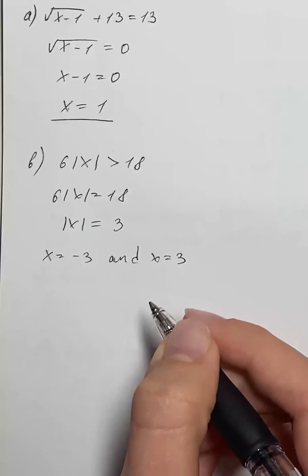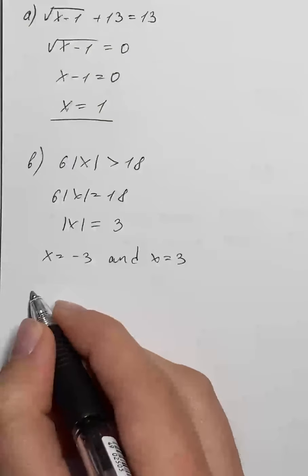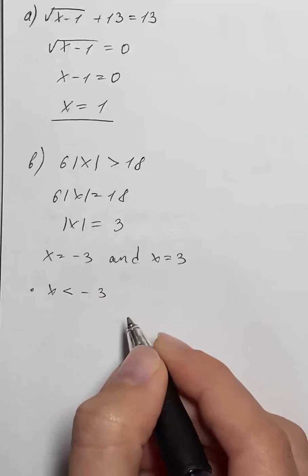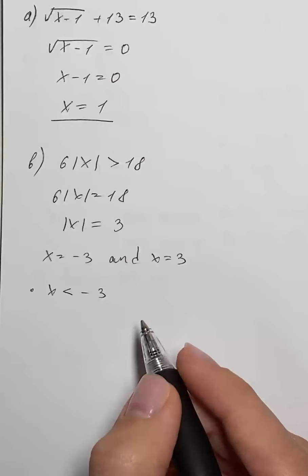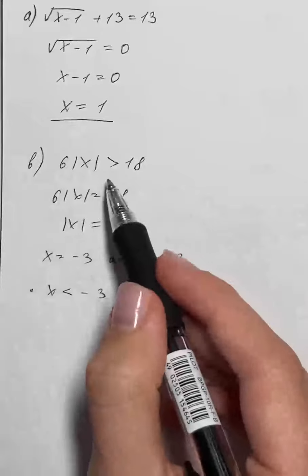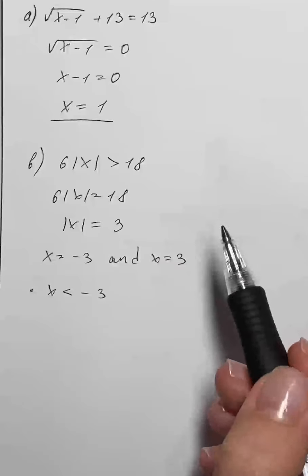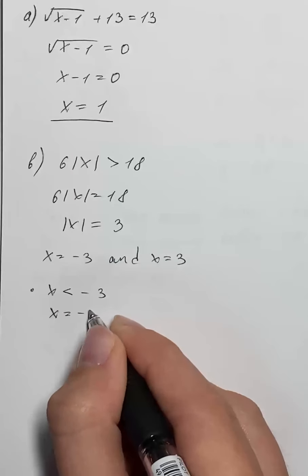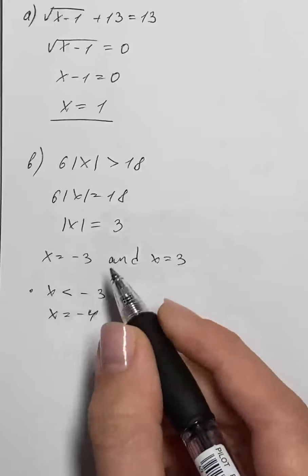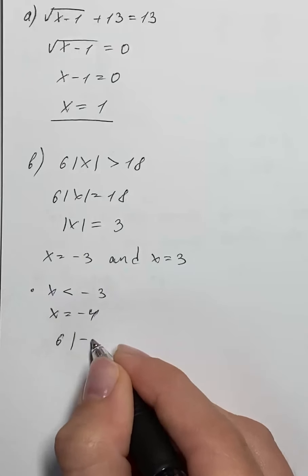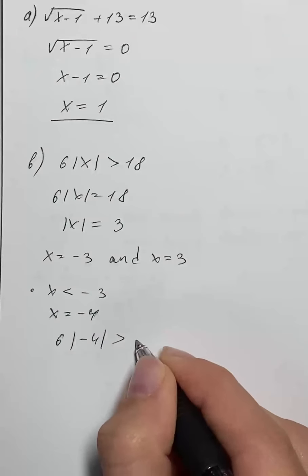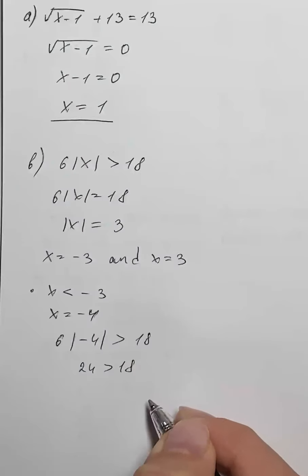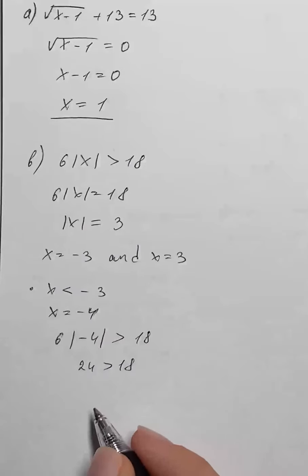Hence the number line will be divided into 3 regions. So the first region is x is less than -3, and for each region we're going to assign a test point. If the test point satisfies the inequality, the region it belongs to is a solution. So our first test point is x equals -4, so we substitute x equals -4, and we get that 6 times the absolute value of -4 is greater than 18, and we get that 24 is greater than 18, so that's right. So that's going to be our first solution.